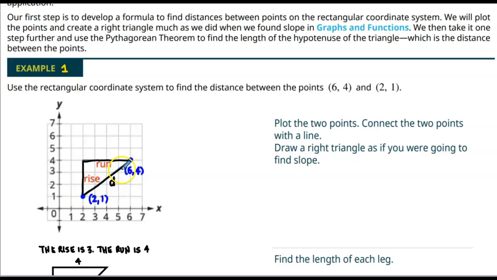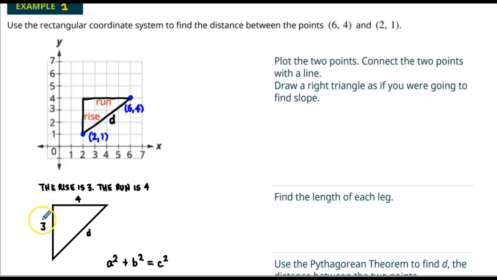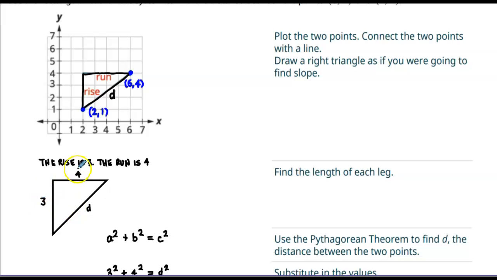This is the hypotenuse. What we notice here is that if we go from this point to this point, up 1, 2, 3 segments, that means we have 3 for the rise. If you start over here and move over to this point, you move over 1, 2, 3, 4, and therefore 4 represents the run. Now that we have those 2 points, we can figure out the distance between them.